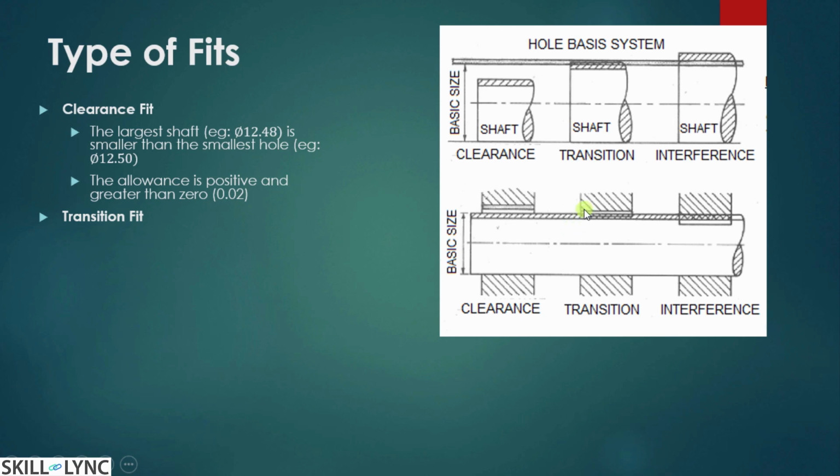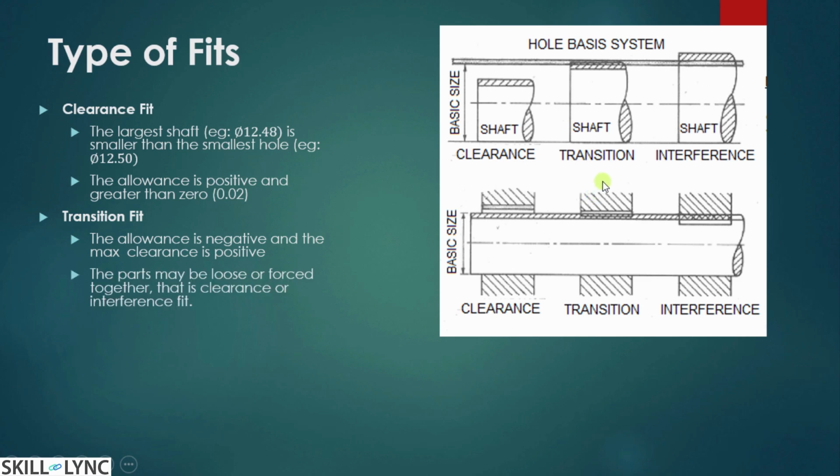In transition fit, it means that the allowance is going to be negative and the maximum clearance is positive. The parts may be either loose or they have to be forced together. So let us park this thought a little bit and go into the interference fit first. Interference fit is an opposite condition to the clearance fit. It means that the smallest shaft is going to be larger than the largest hole. That means for this shaft, the smallest most dimension that is allowed is going to be still larger than the largest hole that is possible in the system.